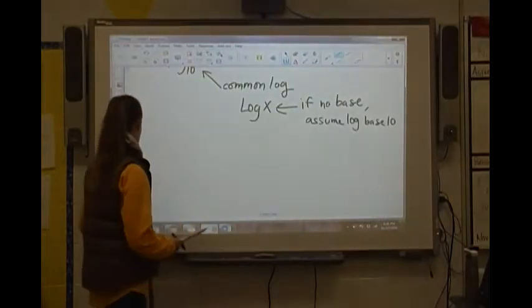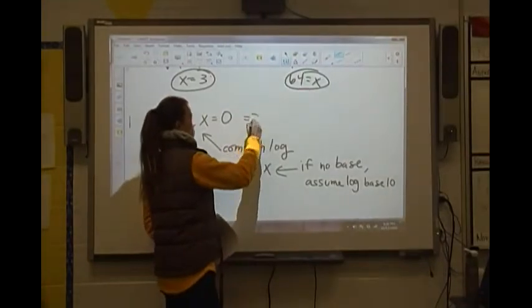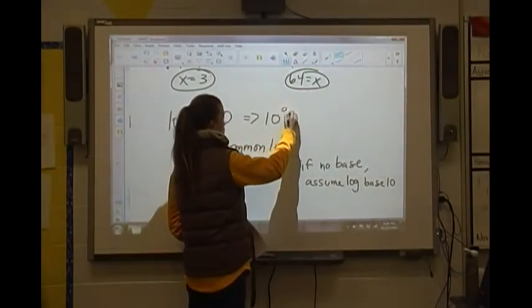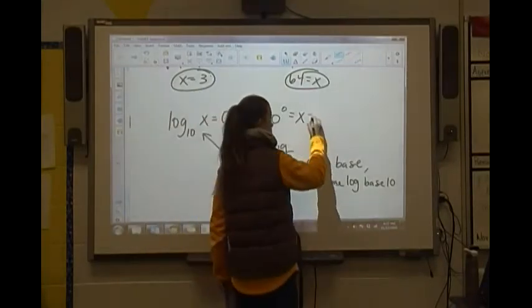Okay, so anyway, going back to this one, if we change forms for this one, we have a base of 10 raised to the 0 power, so x has to be, anything to the 0 power is 1. So x has to be 1.